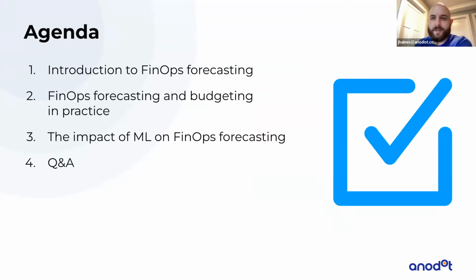Awesome. So we're going to keep the session informal and conversational, but we do have a little bit of an agenda. We'll do a brief introduction to FinOps forecasting. We'll give you some examples of cloud cost forecasting and budgeting within the Anodot platform. Then we'll discuss the impact of machine learning on FinOps and forecasting and budgeting. And then finally, we'll conclude with that Q&A I mentioned previously.